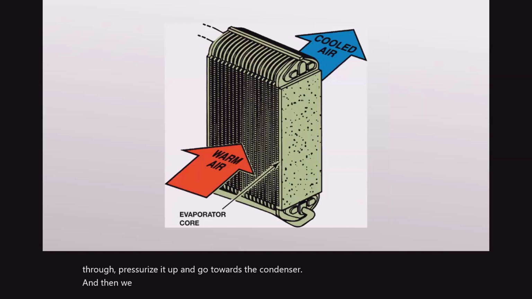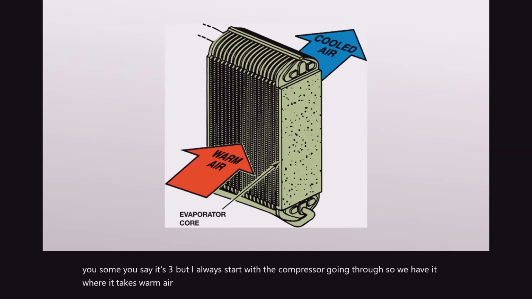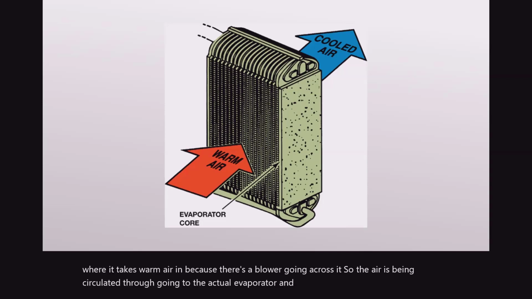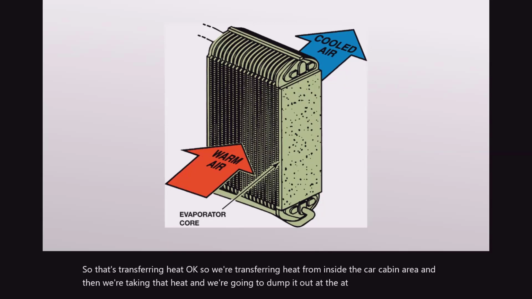And then we have the evaporator, which was placed towards the back in my little diagram. Some say it's number three, but I always start with the compressor. So we have it where it takes warm air in because there's a blower going across it. So the air is being circulated through, going to the evaporator, and the evaporator absorbs that heat. And when the air comes out on the other side, it's cooler air. Okay, so that's transferring heat. We're transferring heat from inside the car in the cabin area, and then we're going to dump it out at the condenser.